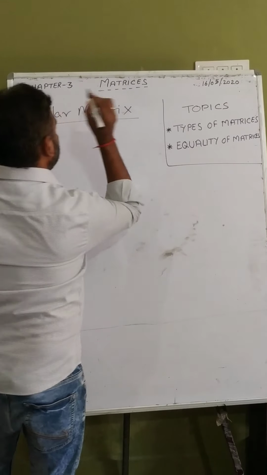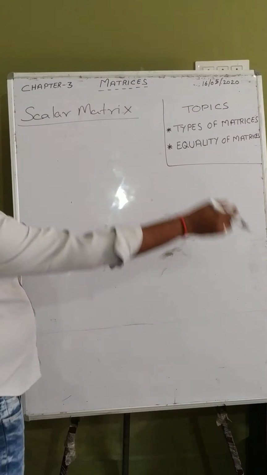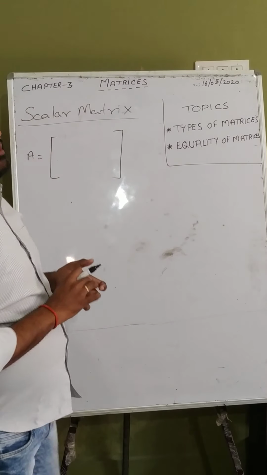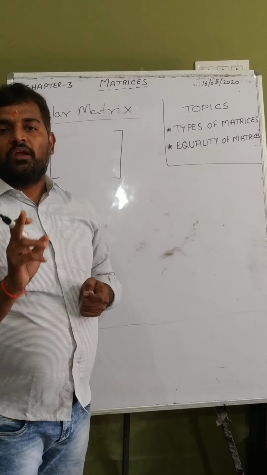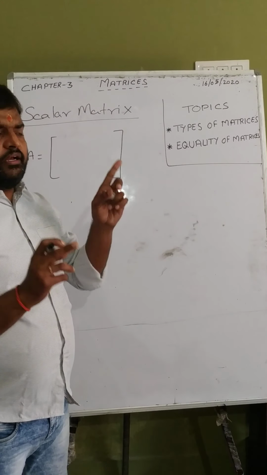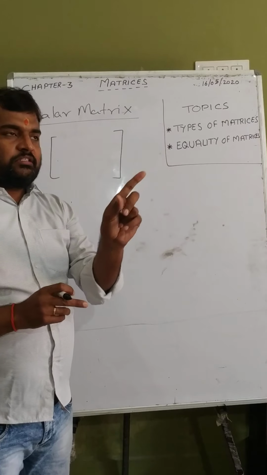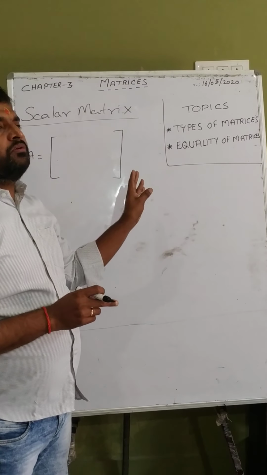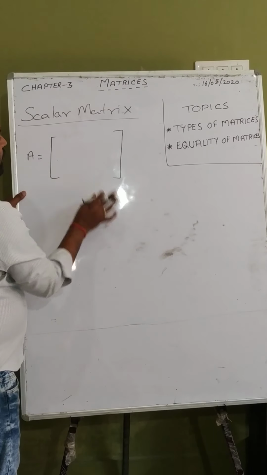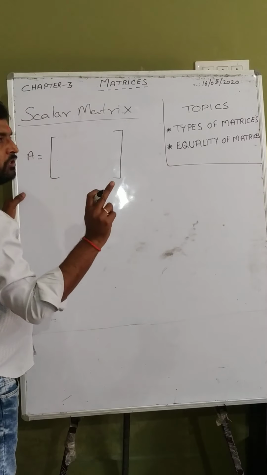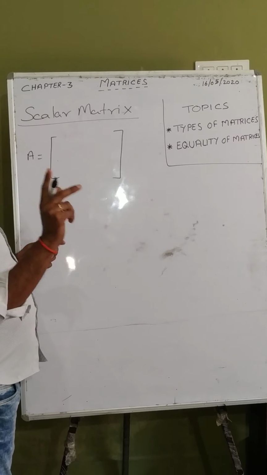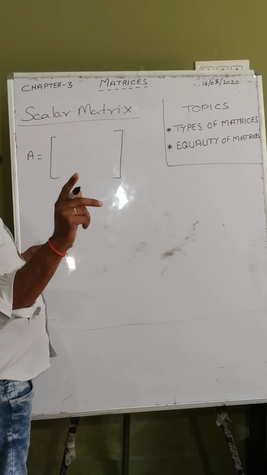Scalar matrix. The scalar matrix definition is here: a diagonal matrix. What is the meaning of diagonal matrix? You need to understand the point. A diagonal matrix means except the diagonal elements, all elements are 0. So what is the scalar matrix? We can see here the definition: a diagonal matrix in which all the diagonal elements are the same.